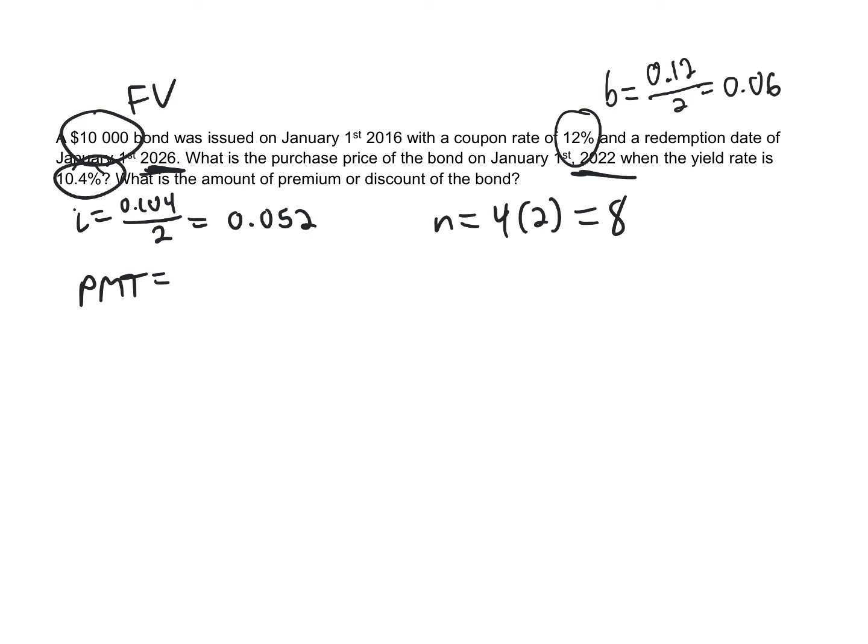Our payment is our coupon rate times the face value of the bond. And this is equal to $600. Now that $600, if you are the owner of this bond or the holder of this bond, you would get $600 every 6 months. And then when you redeem the bond at the very end, you get your $10,000.